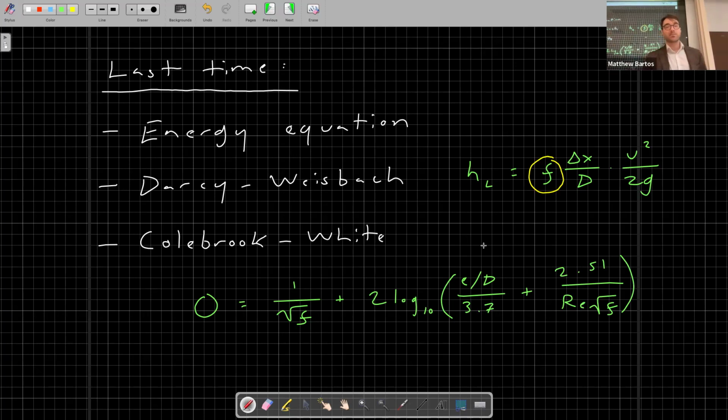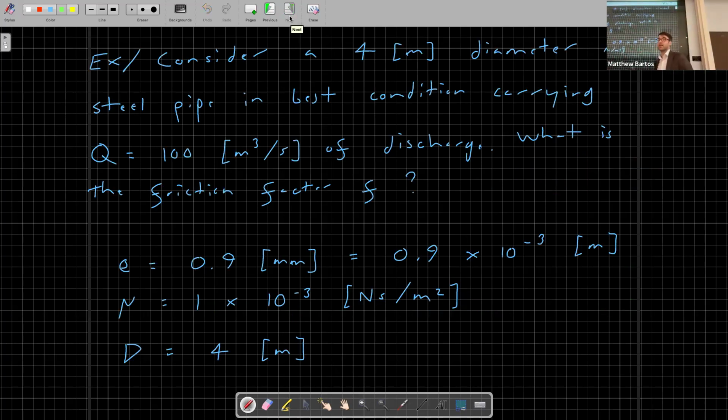But what's one problem that we noticed with this Colebrook-White equation? What was one problem? You can't solve for F in closed form, right? So we need to solve this equation iteratively. And last time in class, I showed how we could solve for that friction factor using the solver function in Excel. So we did an example problem at the end of class yesterday.